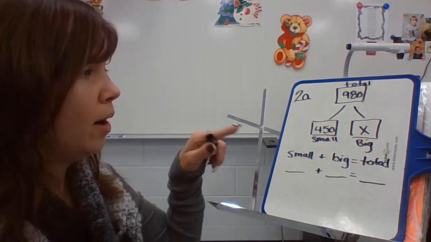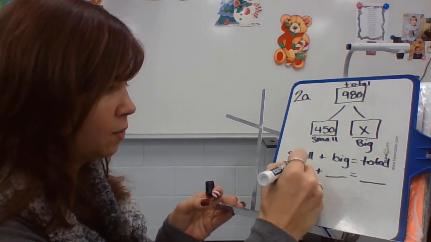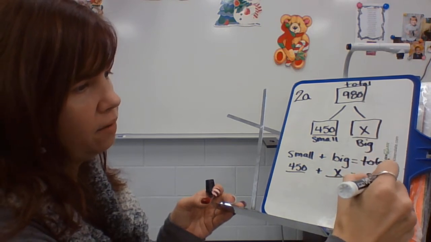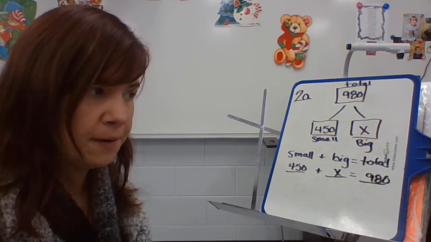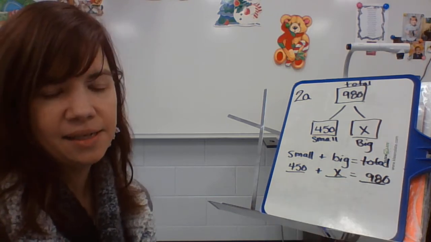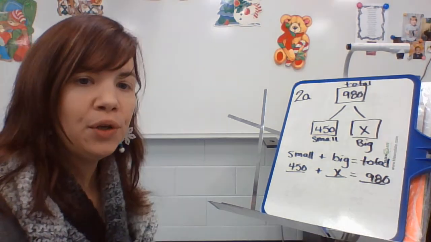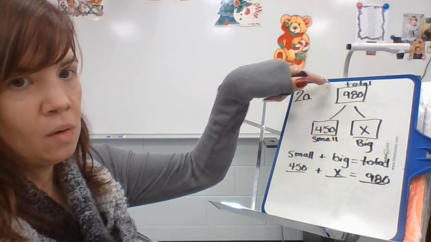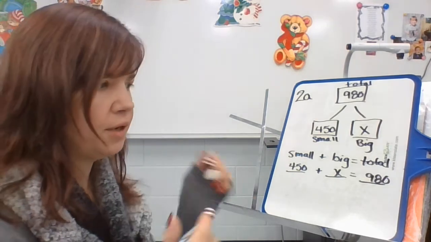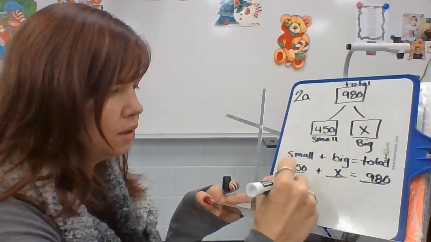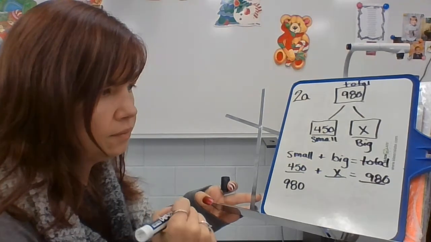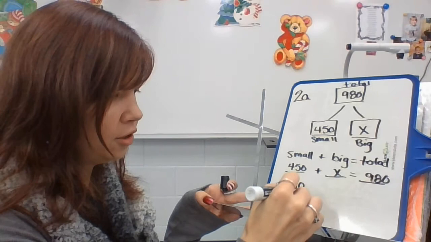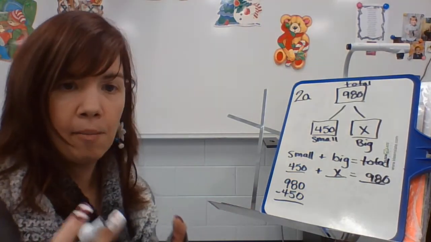Pretty easy. All right, well, we know that I've got 450 small. I don't know how many are big, but I know that in the end, I will have 980 of them. So there's that missing add-in sentence. To work backwards, you're going to subtract. We need to figure out this. So if I know the total and I know this part, I can subtract to figure that out. So 980, going to take away the part I know, 450, and that'll give me how many big ones I have.